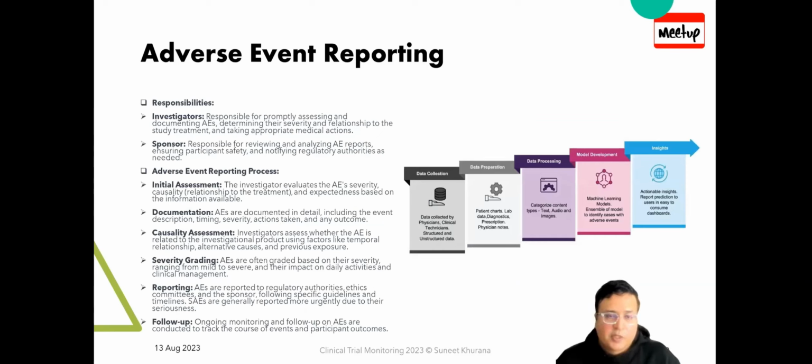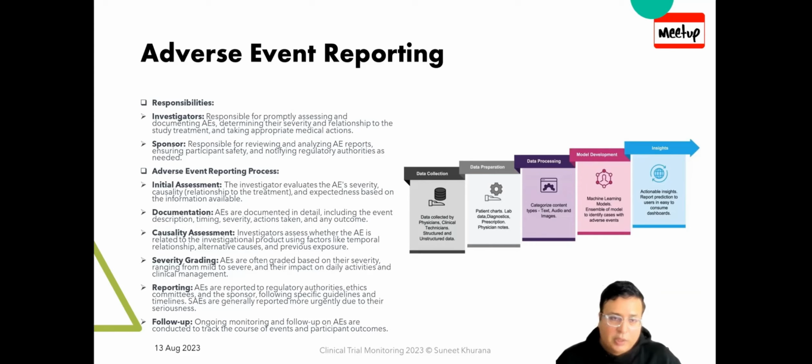There are investigator responsibilities and sponsor responsibilities. Investigators are responsible for assessing and documenting AEs, and their task is to report them as early as possible and in as much detail as possible. They also assign the causality, whether this is due to the medication or not. The sponsor will review, analyze, and then report to the regulatory agencies as required.